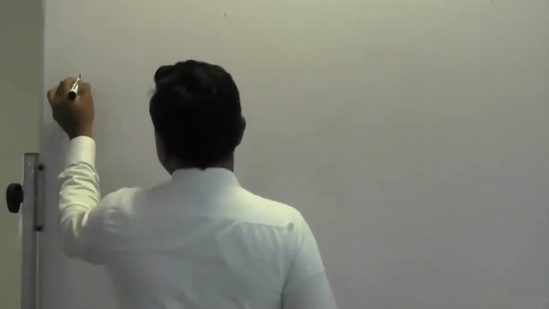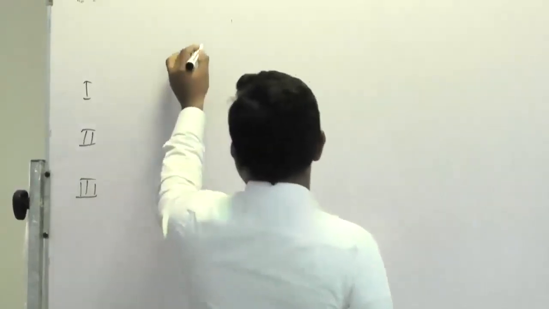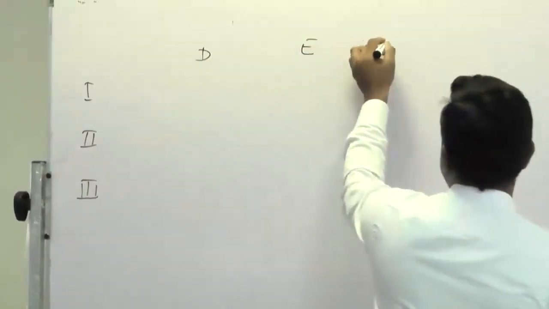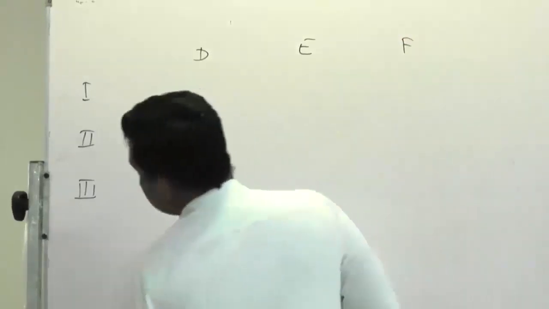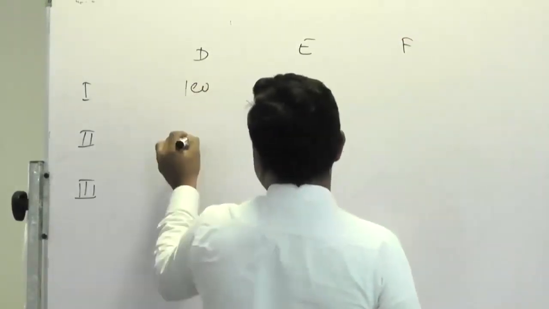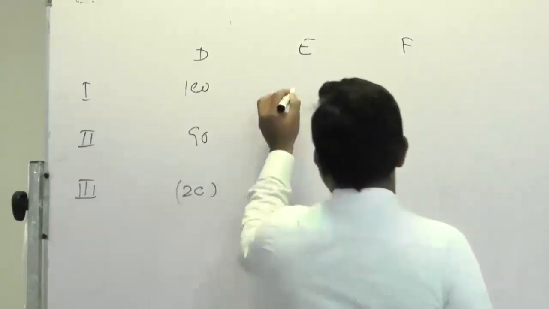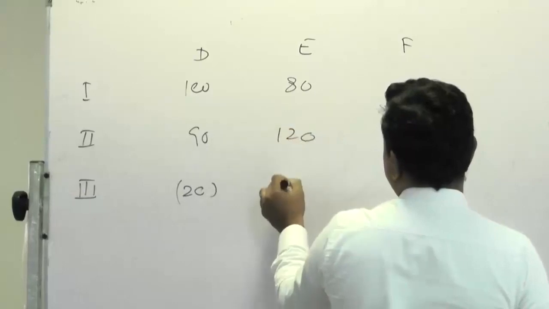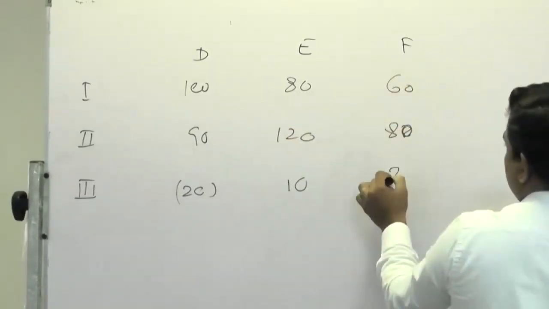You have 3 economic scenarios, 1, 2 and 3. You have 3 projects, D, E and F. Right? Figures, profit: 100, 90 and minus 20, 80, 120 and 10, 60, 80 and 80.